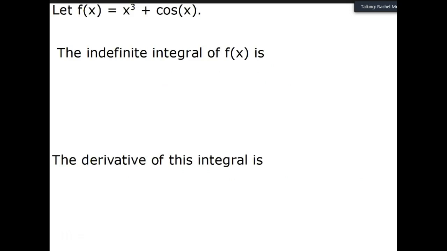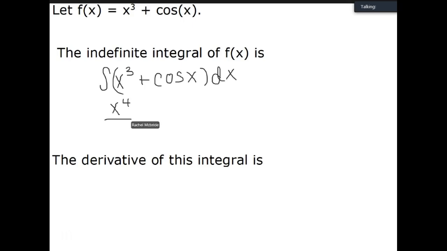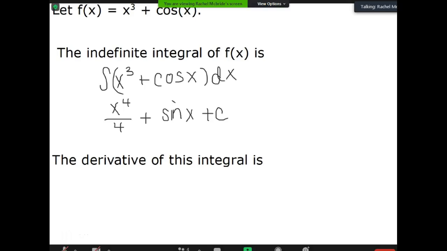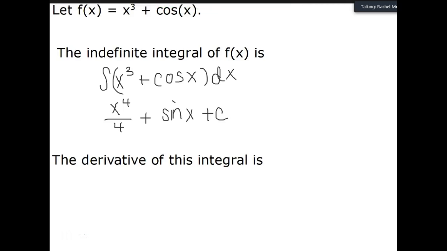So, the antiderivative of that becomes 1/4 x to the 4th plus sine x plus c, because it's indefinite. So that makes this a family of functions. And now it says what is the derivative of this integral.